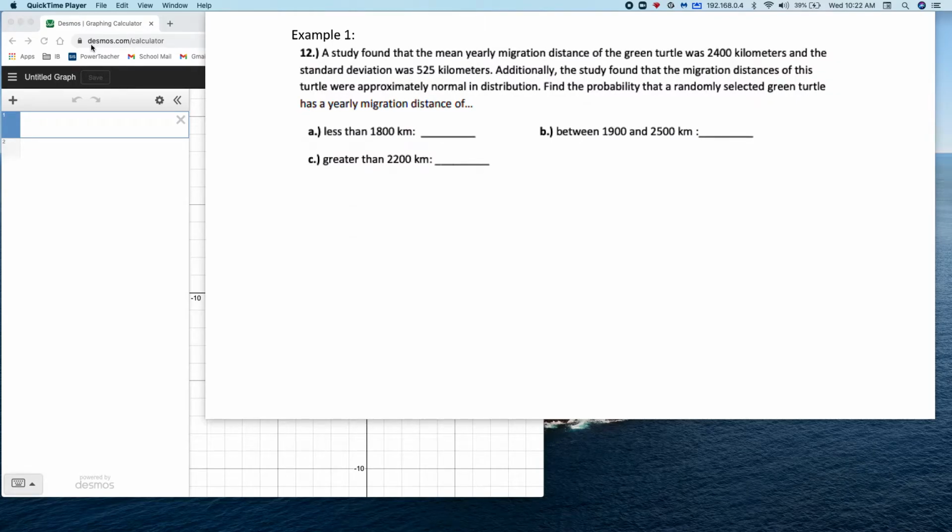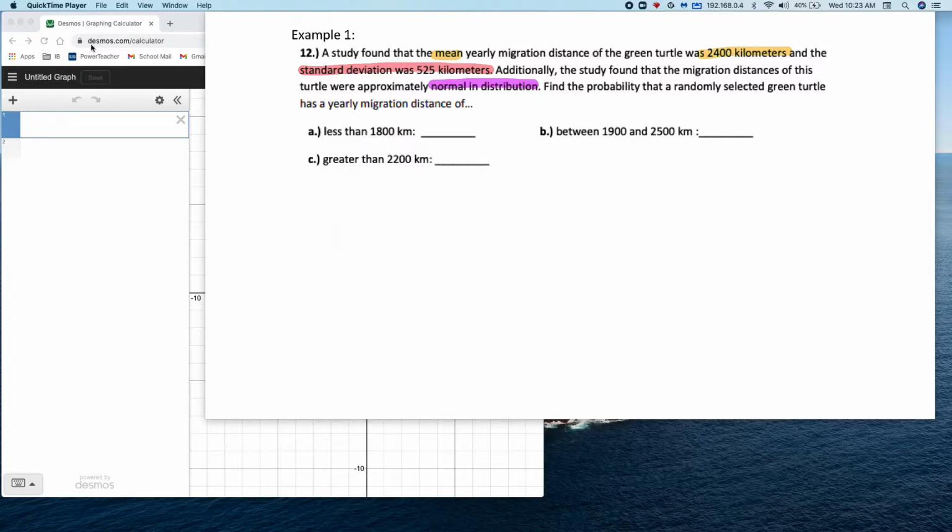A study found that the mean yearly migration distance for the green turtle is 2,400 kilometers, and the standard deviation is 525 kilometers. Additionally, the study found that the migration distances of the turtles were approximately a normal distribution. So the really important things: the mean is 2,400 kilometers, the standard deviation is 525 kilometers, and they also tell you it's a normal distribution.